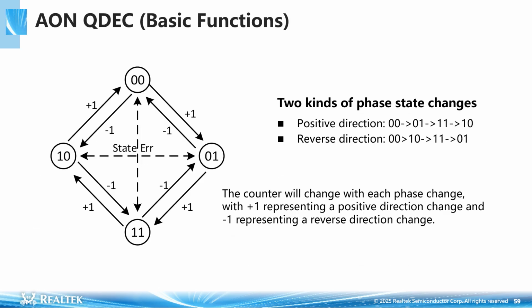A rotary device can have phase changes in 2 directions. In the forward direction, the phase changes from 00 to 01 to 11 and then to 10. In this direction, the counter's value will increase by 1. In the reverse direction, the phase changes from 00 to 10 to 11 and then to 01. In this direction, the counter's value will decrease by 1.